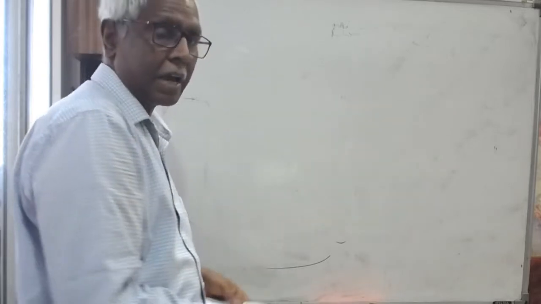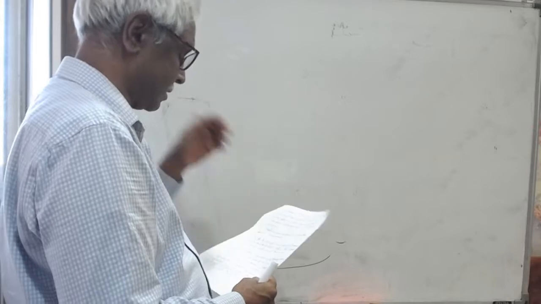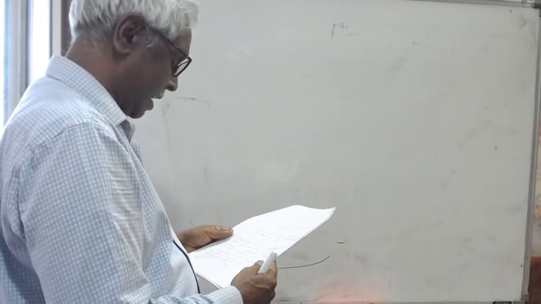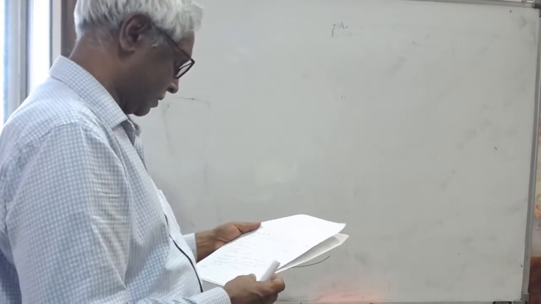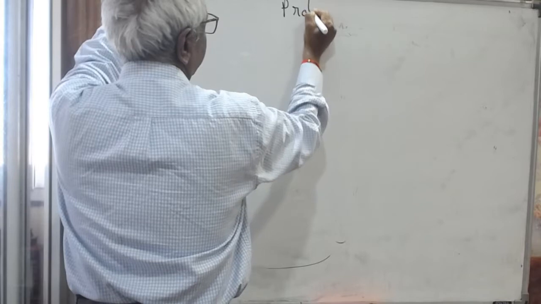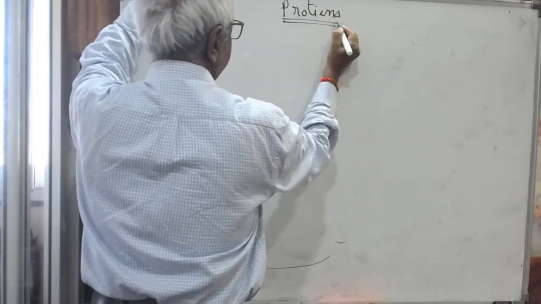Naturally occurring amino acids, are they L amino acids or D amino acids? Naturally occurring amino acids are L amino acids. Naturally occurring sugars are D sugars. So this is all about amino acids. Now I will give proteins.